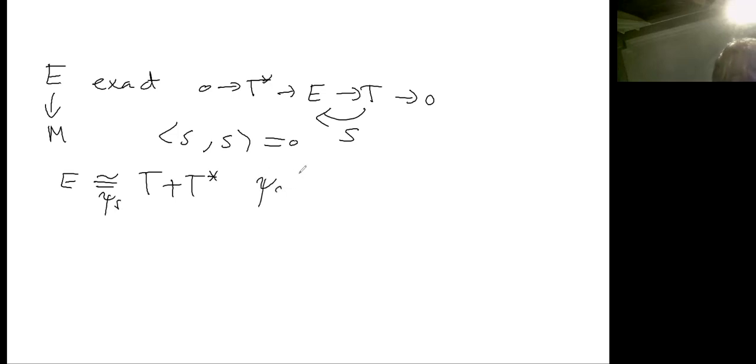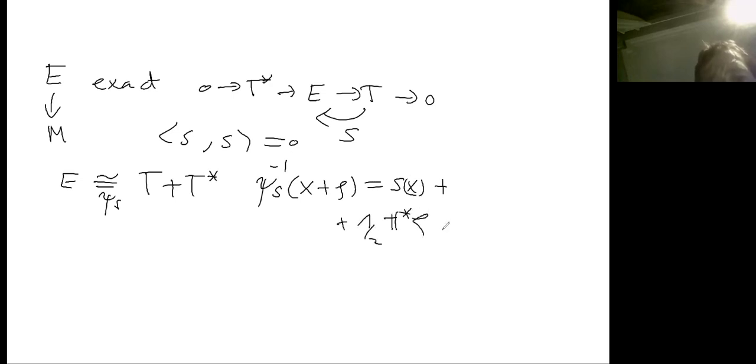So psi S is implicitly defined as follows: psi S minus 1 of x plus t is going to be S of x plus a half of pi star of g. Recall that pi is the anchor. I take pi star, I go from T star to E dual, and then I identify E with E dual. So this is the isomorphism.